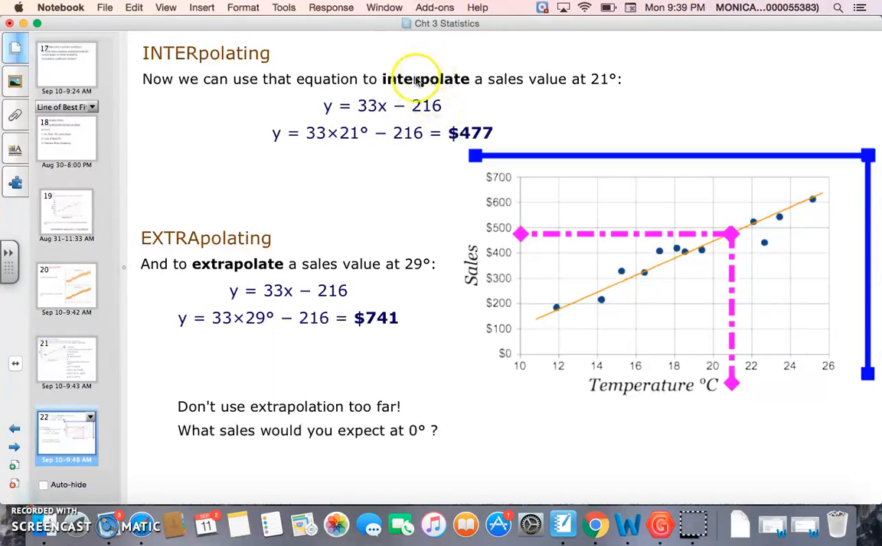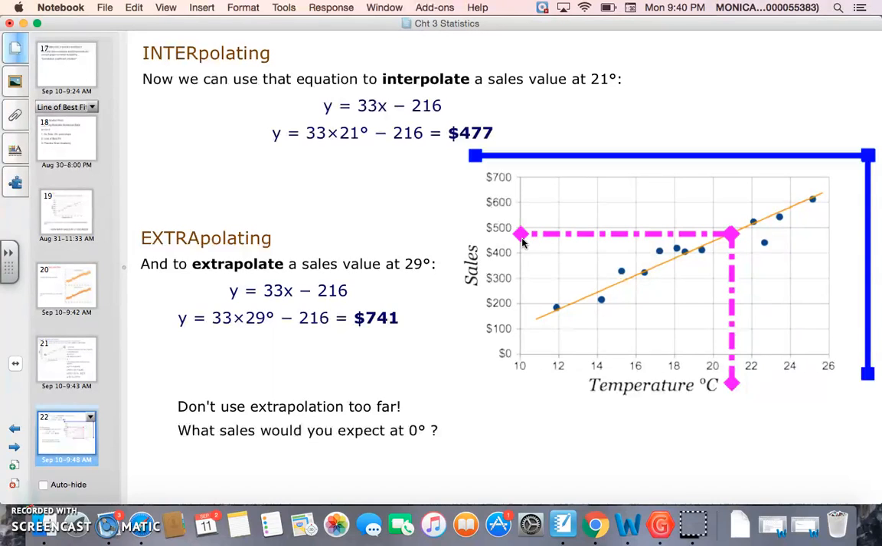So if I wanted to know the sales value at 21 degrees, 21 is my x value, it's my temperature. So I'm going to plug it in the formula for x, multiply it by 33, subtract out the 216, and I should see that 477 is the amount of sales that I should be able to estimate that I will make on a 21 degrees Celsius day. And if you look on the graph, 21's here, scroll over, and yes, 477 is right here.